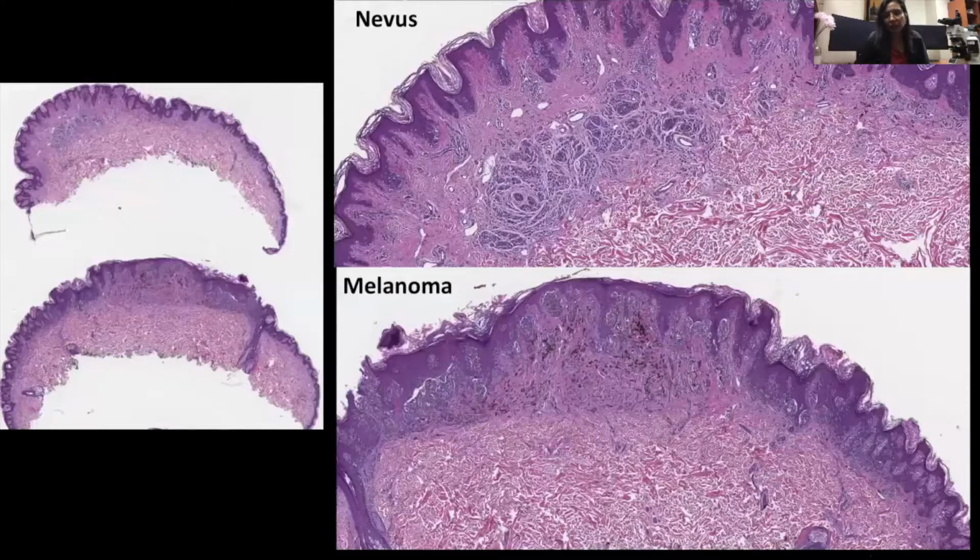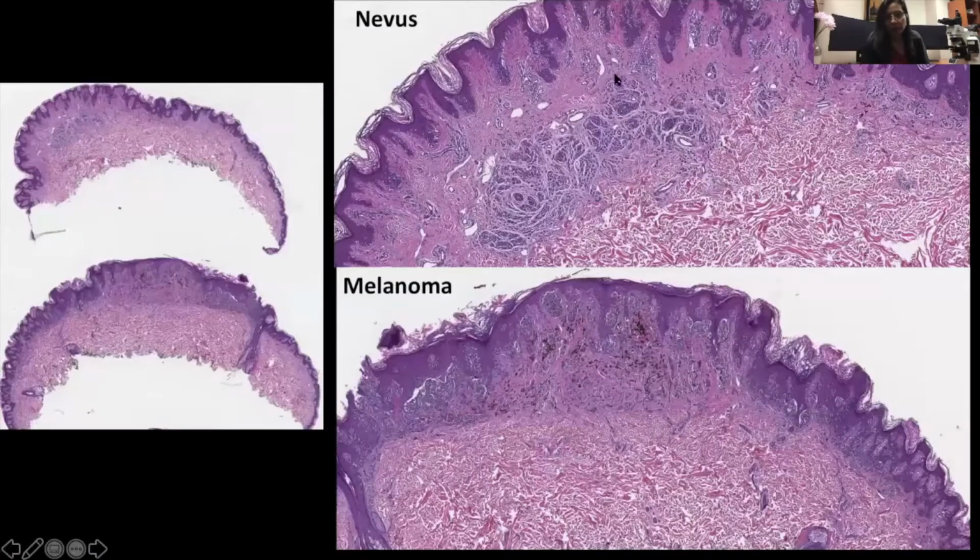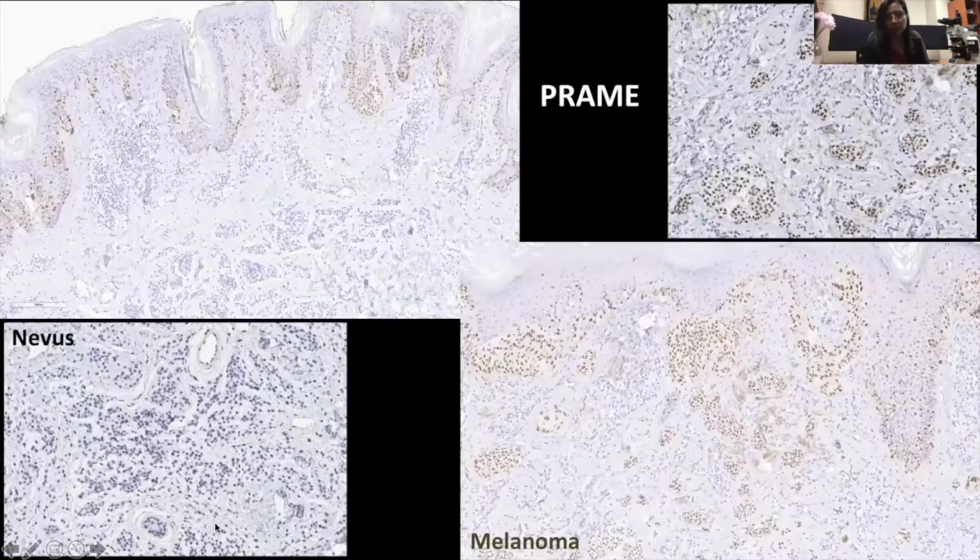So let me show you an example of PRAME. This is the same lesion, and you see that this fragment shows nevus cells, and the other fragment shows melanoma with background stromal response, pigment incontinence. And when we did the PRAME, in that nevus component what you see is purely negative, right? So these small nevus cells are purely negative. On the other hand, the in situ component overlying the nevus cells, as well as the invasive component on the other fragments, are all positive. So nevus cells are negative and melanoma cells are positive.